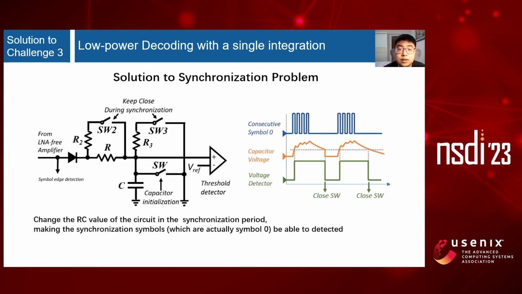The solution is to change the RC value of the circuit in a synchronization period, so that the circuit can detect the synchronization symbol. Specifically, we use consecutive symbol 0 as synchronization symbols, and we connect a resistor in parallel in the circuit to make the capacitor charge faster, thus allowing the synchronization symbol 0 to be detected by the threshold detector.